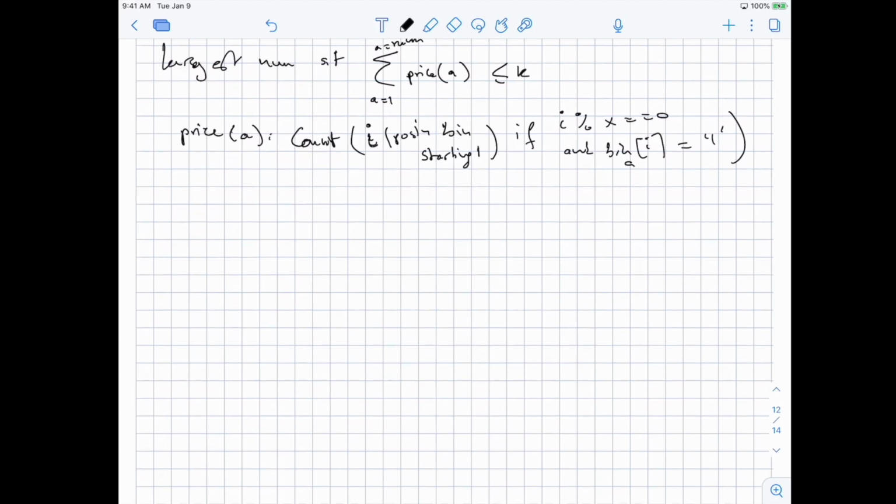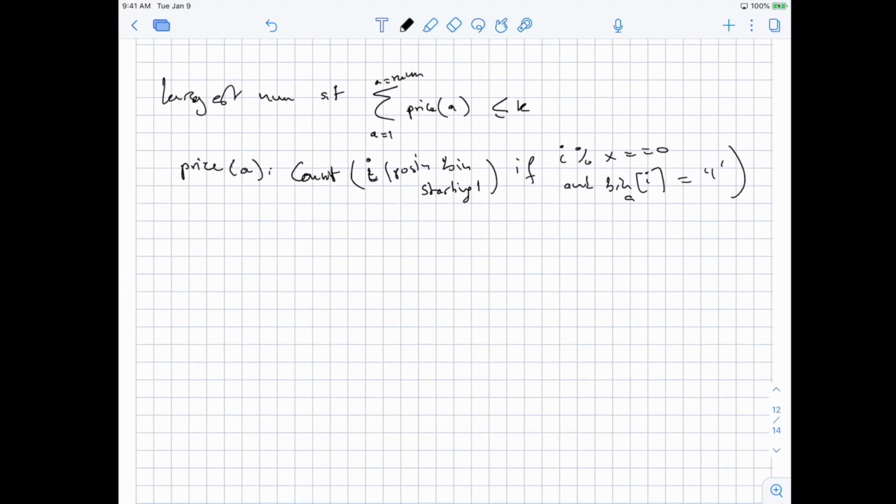So what do we need to figure out here? We need an easy, non-expensive way to compute the price, because once we have that, we can just get the sum and check if it's smaller than or equal to k. But then we also need to figure out the second piece, which is how do we get the largest number. First, let's think about how to get this largest number, and then for the second piece, we'll think about the price.